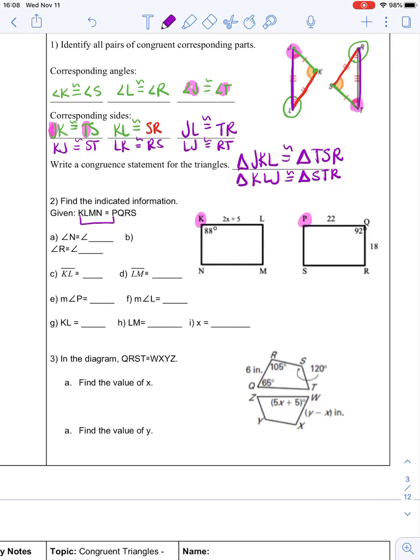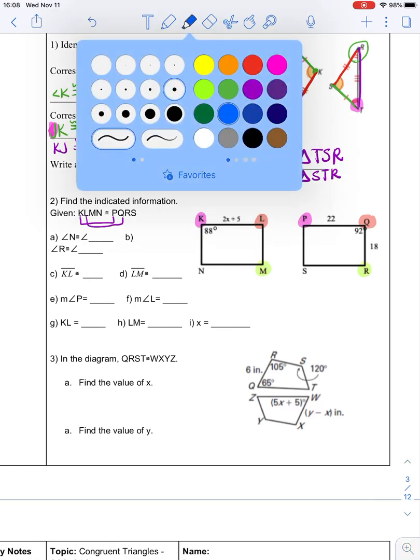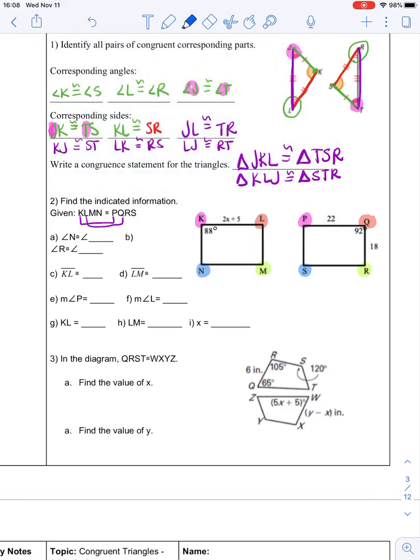K matches with P. You want to use your congruent statement, not necessarily the picture, because you can't tell when things have been flipped over. So K matches with P, L matches with Q, M matches with R, and N matches with S. It just so happens that our two rectangles are oriented the same way, but they're not always going to be that way. So you always want to look at the congruent statement when you're writing all these things down so that you can tell what goes with what.